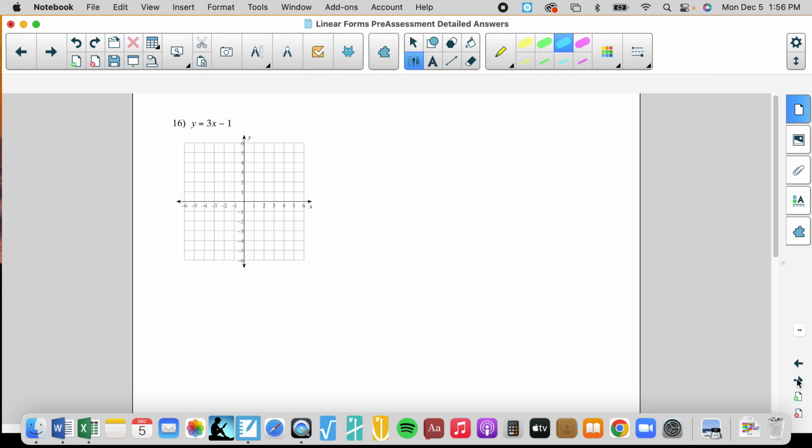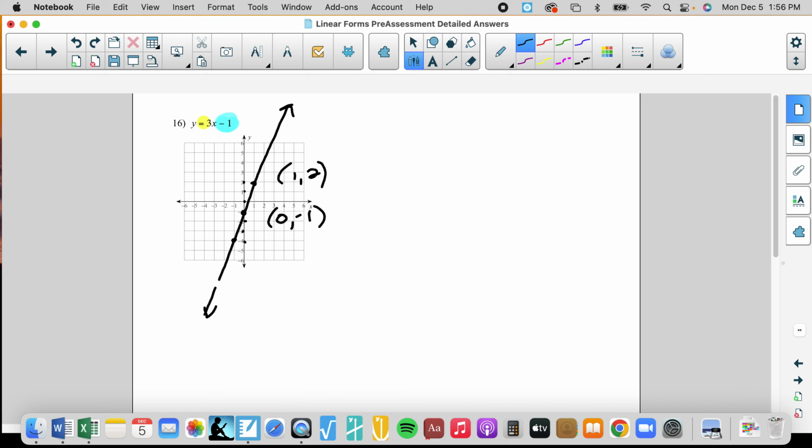Number 16, in slope-intercept form, the slope is going to be the coefficient of x. The y-intercept is going to be the constant. So I know that my y-intercept is -1. My slope is 3. That's up 3, 1, 2, 3, right 1. Or down 1, 2, 3, left 1. So either of those points, everybody's going to have 0, -1. Some of you are going to have 1, 2, and some of you are going to have -1, -4. That's how fast and easy it can be to graph these.